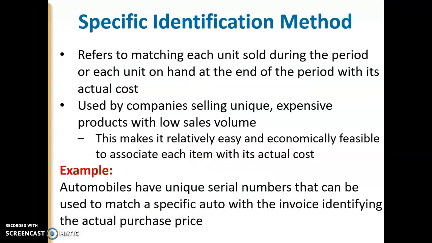Sometimes it is possible for each unit of inventory sold during a period and each unit on hand at the end of an accounting period to be matched with its actual cost. Actual costs can be determined by reference to the invoice representing the purchase of the item. The specific identification method is used by companies selling unique, expensive products with low sales volume, which makes it relatively easy and economically feasible to associate each item with its actual cost. For example, automobiles have unique serial numbers that can be used to match a specific automobile with the invoice identifying the actual purchase price.